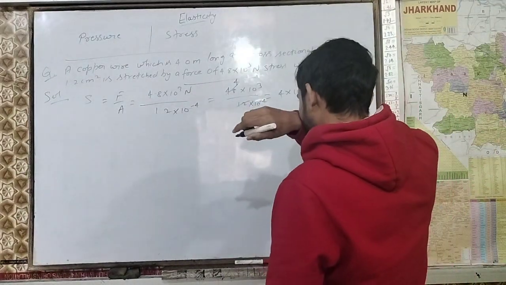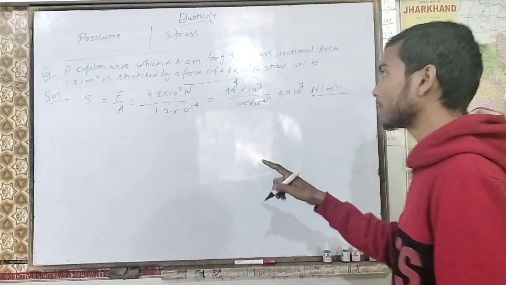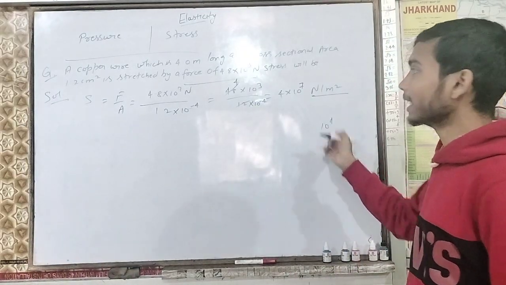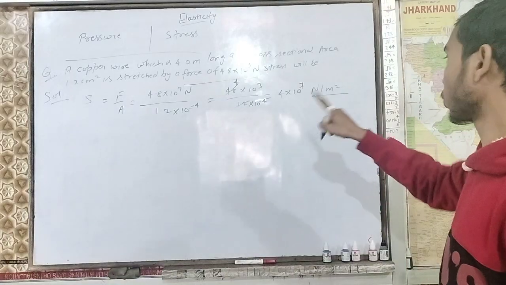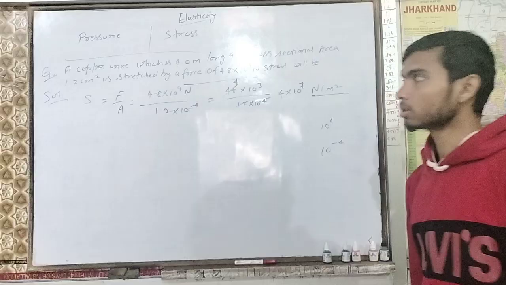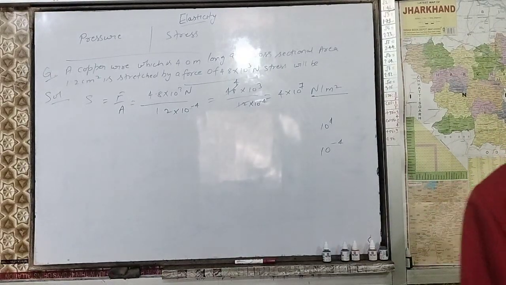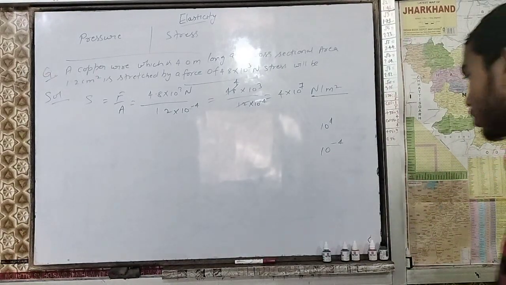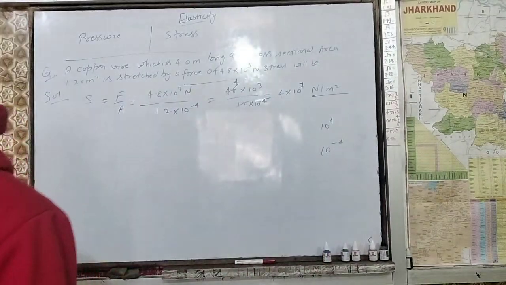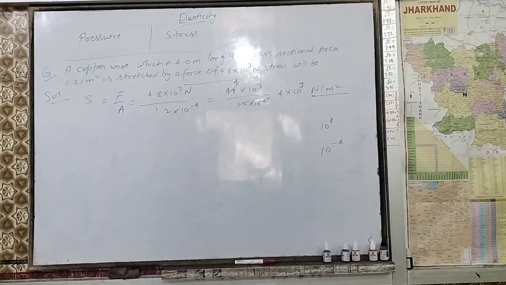So just apply, if area is given in centimeter, then apply 10 raised to power 4 in the numerator. If you are going to put this in the denominator, then you will have to apply minus 4. Okay, minus 4. This is done. Now let's talk about strain.